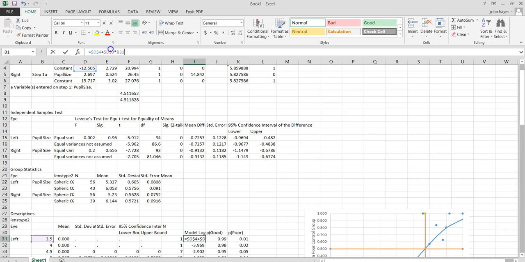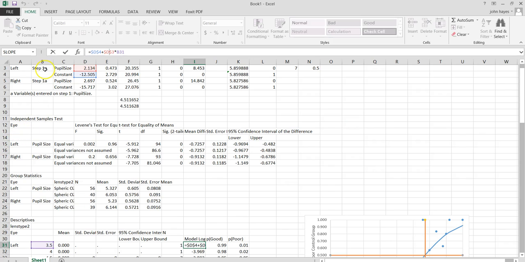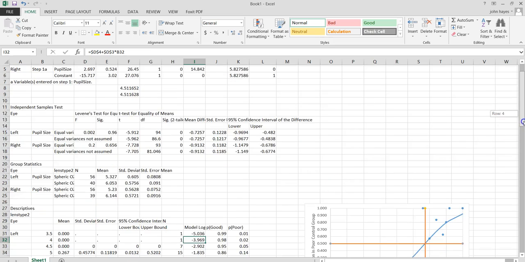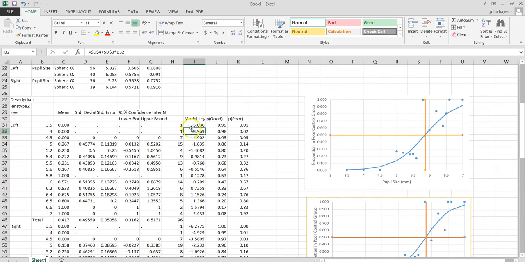So we come up here and we look at our constant, D4, that's that 12. We hit the function F4 key to put in dollar signs to fix it, plus the pupil size, D3, F4 to make that a constant so it doesn't go anywhere, and multiply it times the pupil size, which is 3.5. And that gives us our logit value. We haven't gotten to the probability yet. Our logit value of minus 5.036.